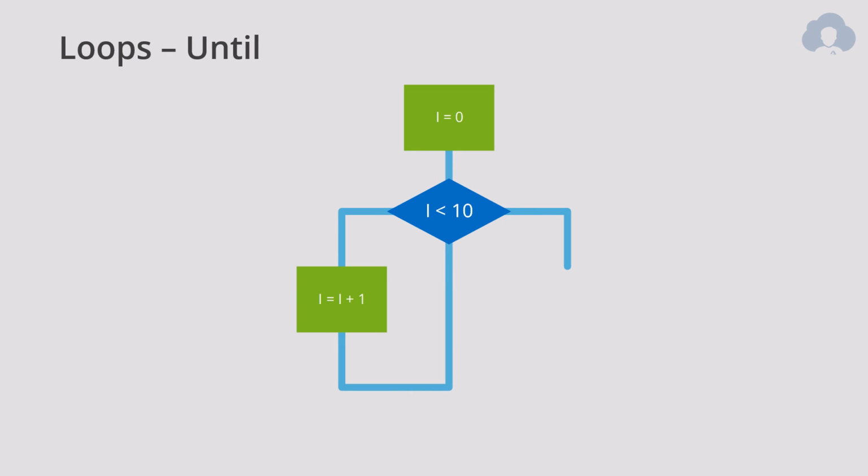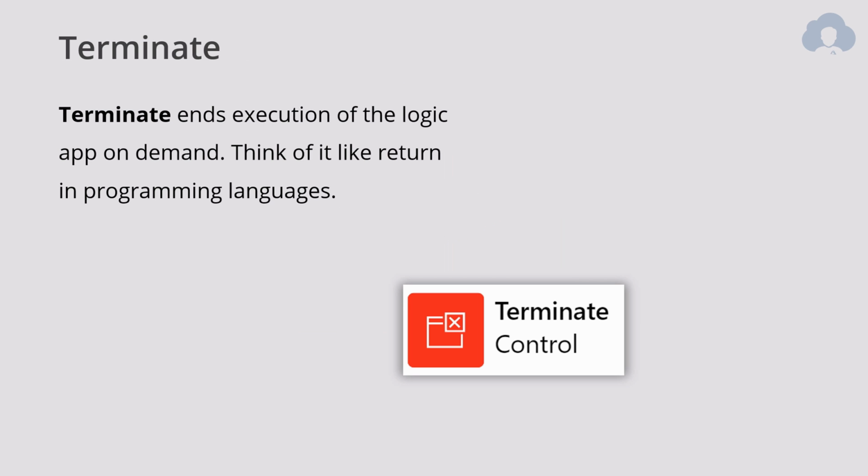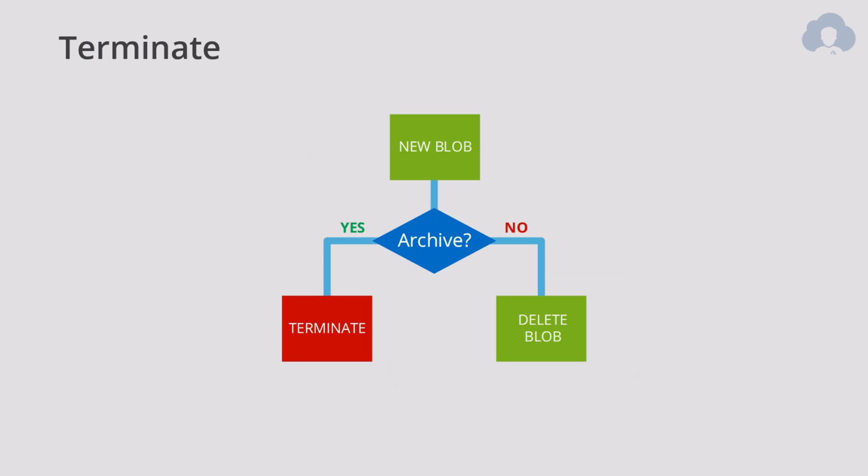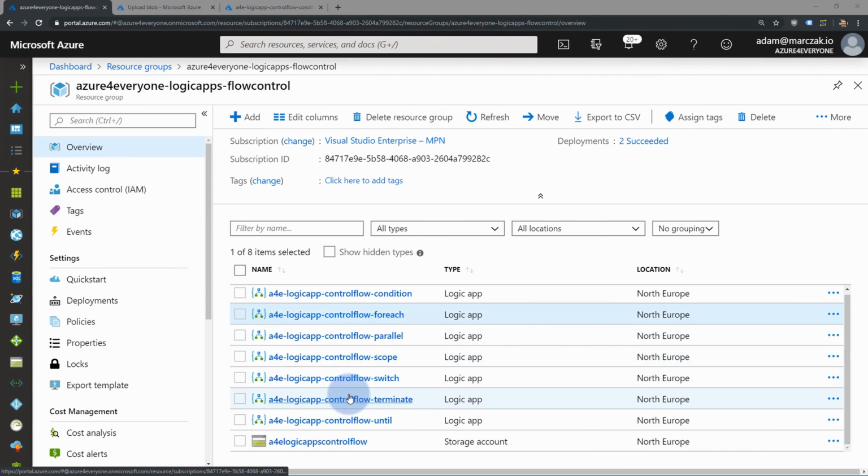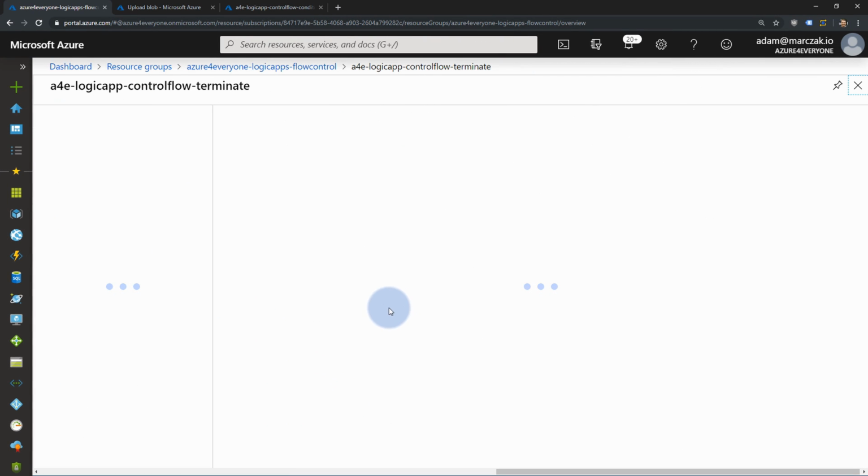So let's go back to the presentation. And the next we have Terminate. Terminate allows you for early closing of the logic apps. So if you encountered some, let's say, issue that you know can happen, you can early terminate your logic app. So the scenario that we'll do right now is whenever there's a new blob coming in, if it's an archive, let's terminate that. So let's try that and go to designer.